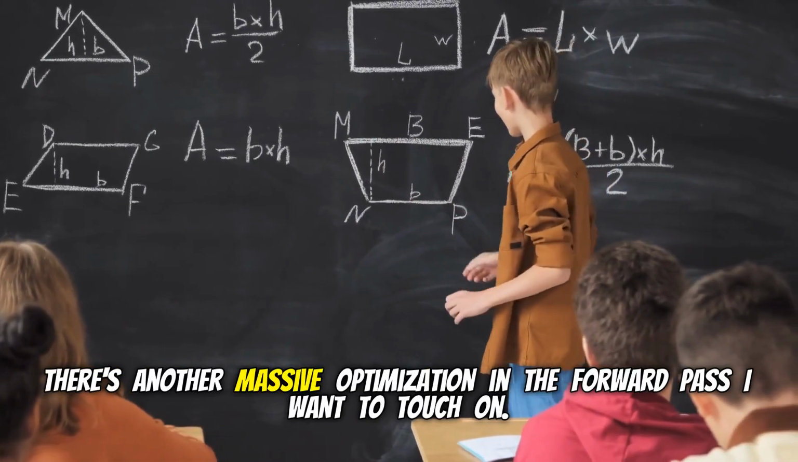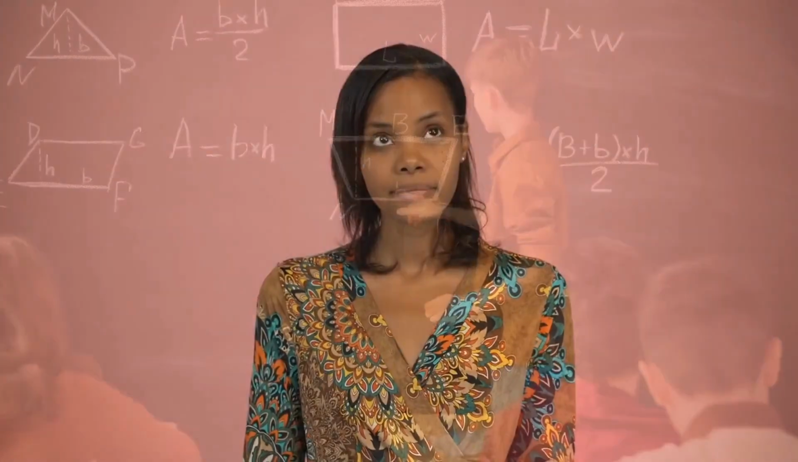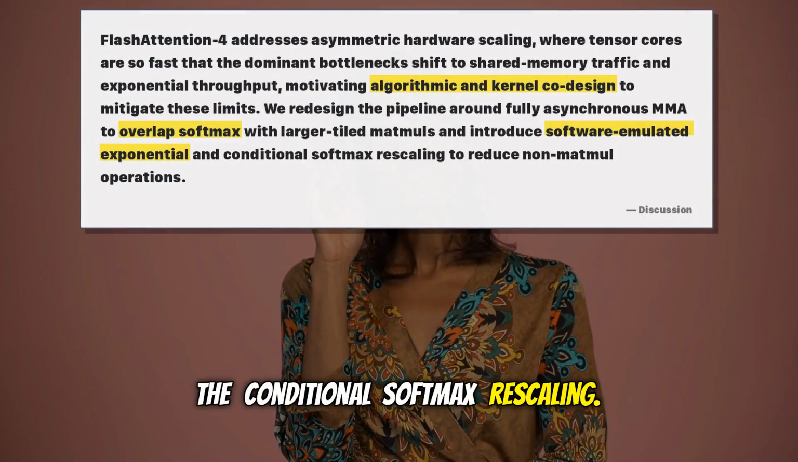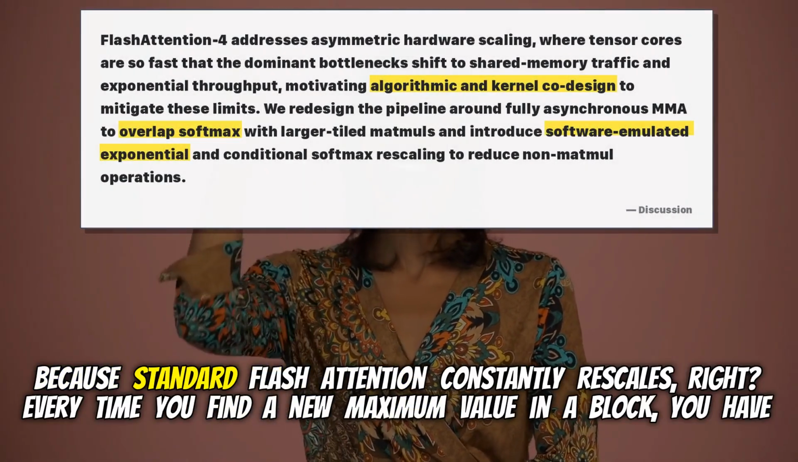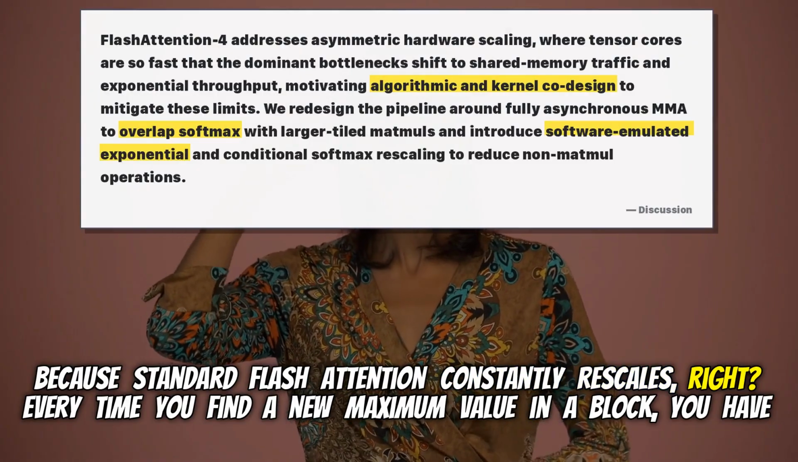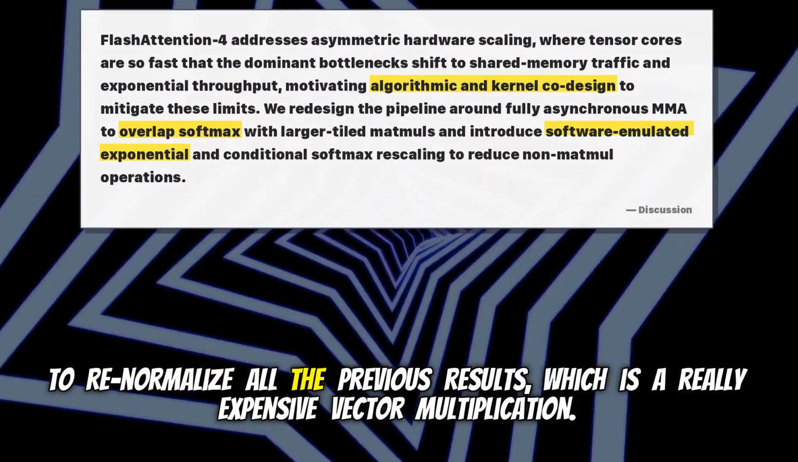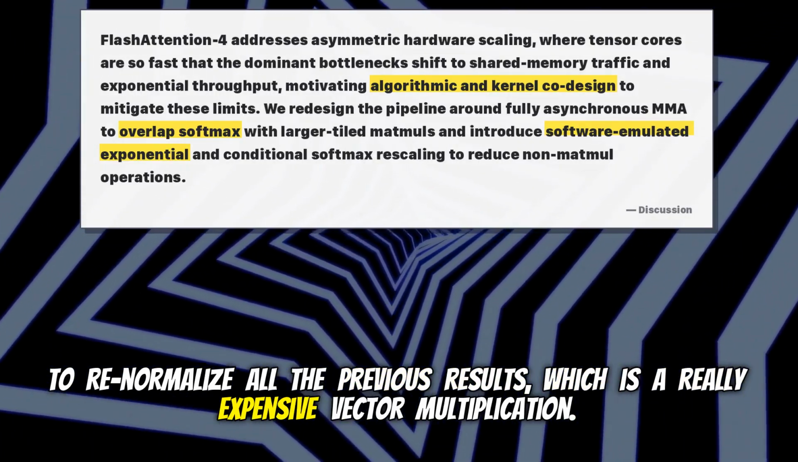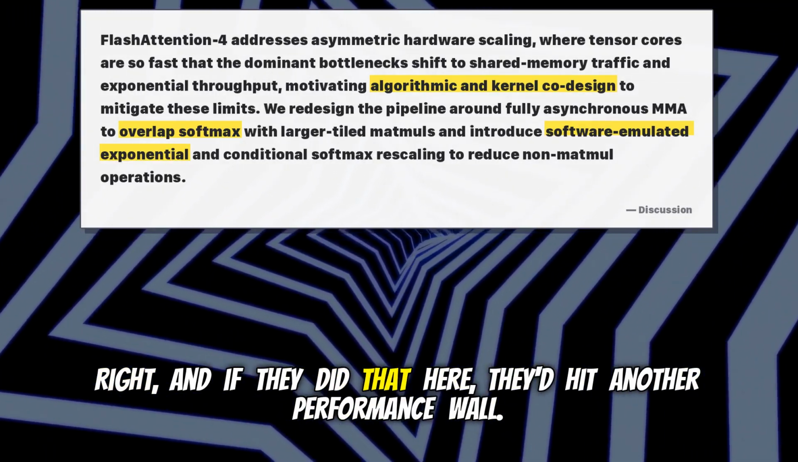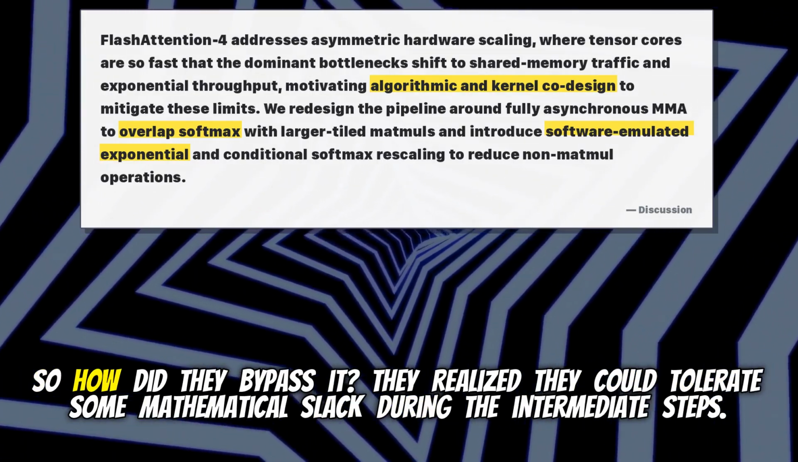Okay, there's another massive optimization in the forward pass I want to touch on. The conditional softmax rescaling. Because standard flash attention constantly rescales, right? Yeah. Every time you find a new maximum value in a block, you have to renormalize all the previous results, which is a really expensive vector multiplication. Right, and if they did that here, they'd hit another performance wall. So how did they bypass it?